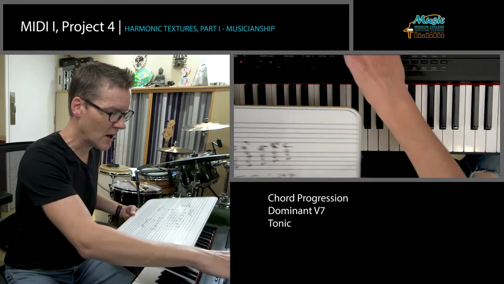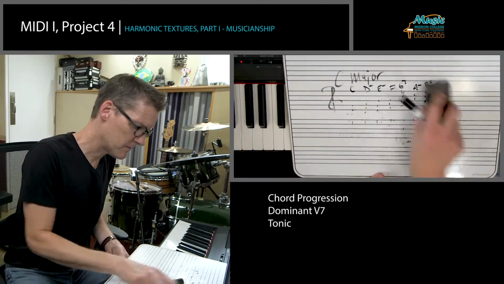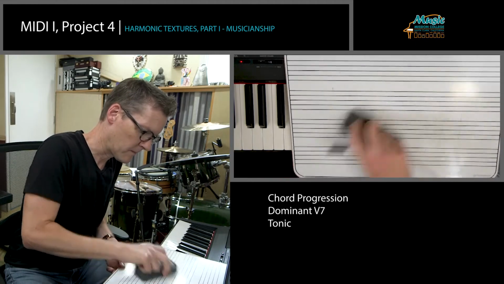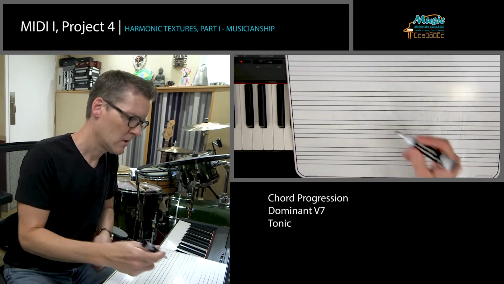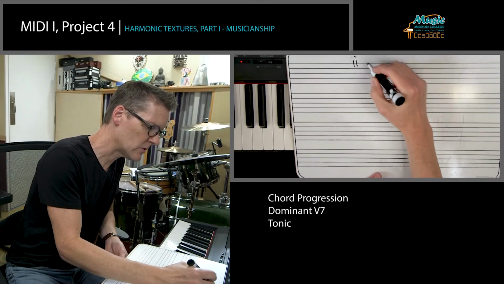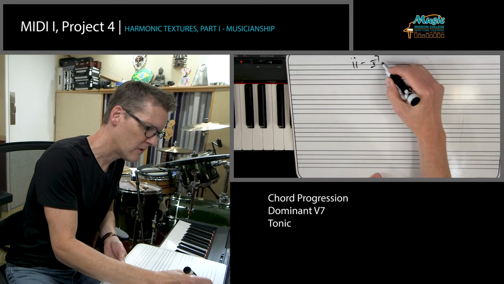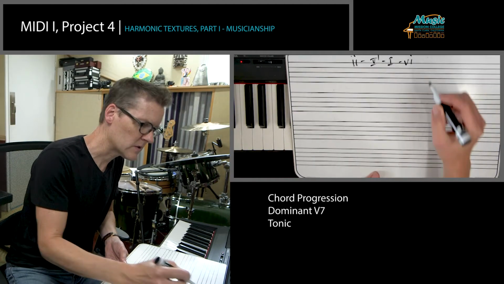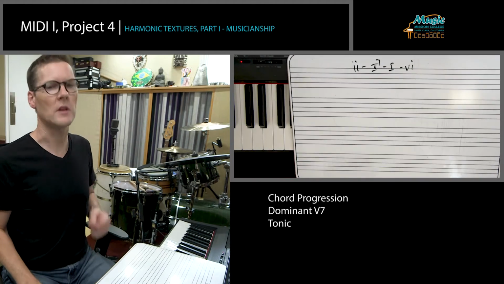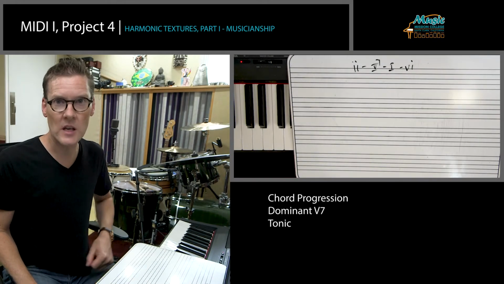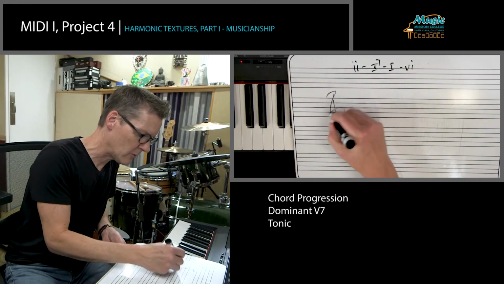Okay. So I'm going to write that on the chart here. All right, so the progression is going to be 2, 5, 1, 6. Cool, you can see it. So in the key of C, what does that look like? Well, it looks like this.